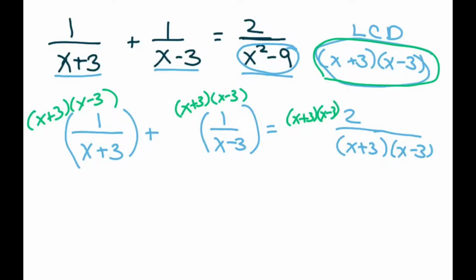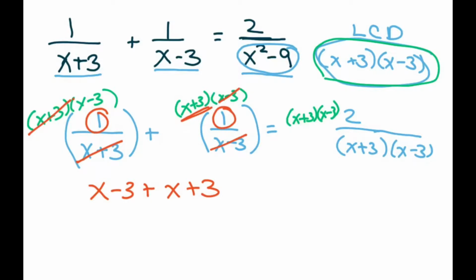And then what you get is this cancels, the denominator cancels with this, so we're left with 1 times x minus 3, which is just x minus 3. Here, these two cancel, so you have 1 times that one, the x plus 3, so that's going to be x plus 3. And here, these both just cancel, so equals 2. And we just cleared the fractions.